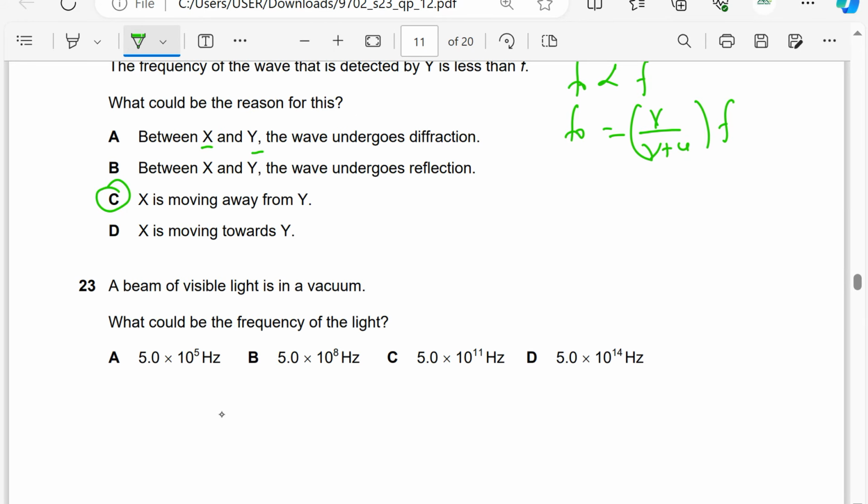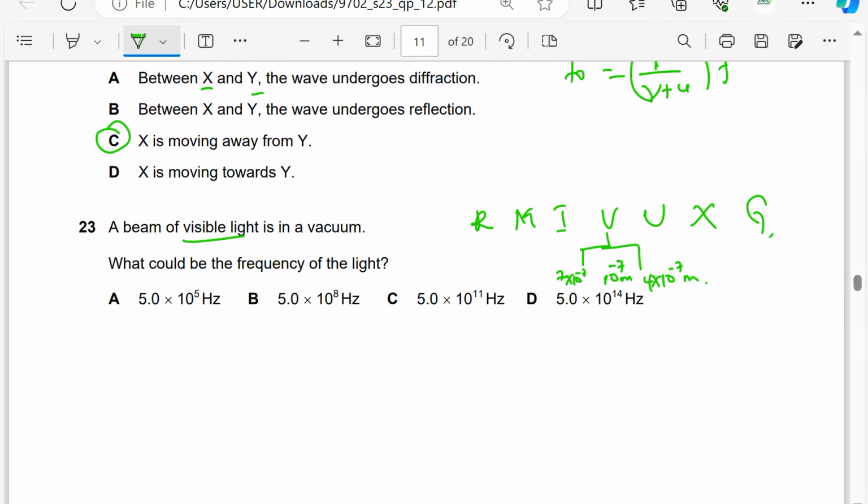A beam of visible light is in a vacuum. What could be the frequency of light? Visible light has a wavelength of approximately 10 power minus 7 meters, because for red it is 7 times 10 power minus 7, and for violet it is 4 times 10 power minus 7 meters. So I will just use power minus 7. So the wavelength is going to be 10 power minus 7 meters. Of course, we know the speed is 3 times 10 power 8 meters per second.